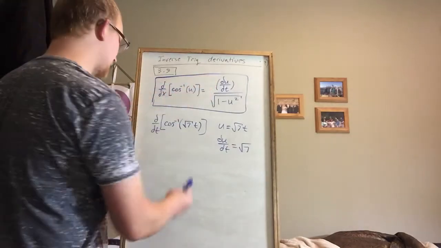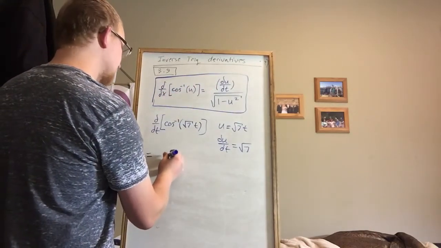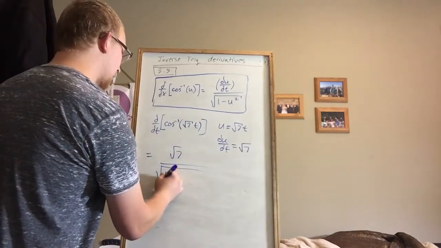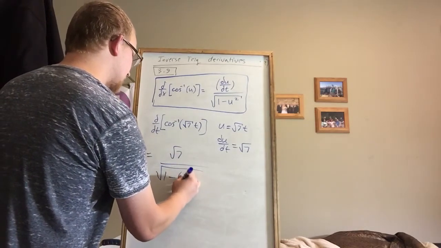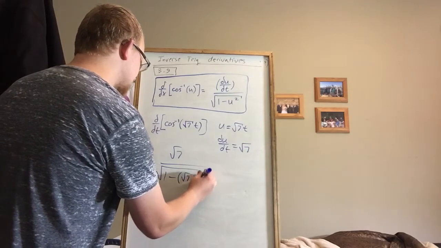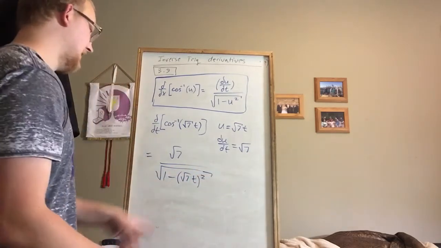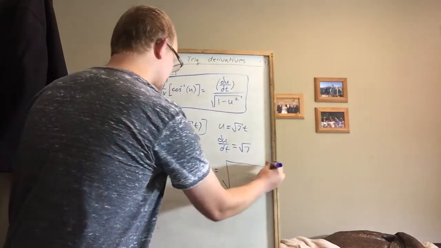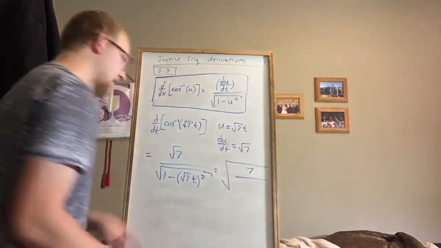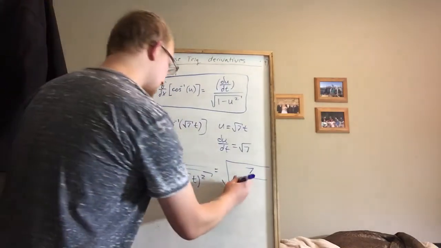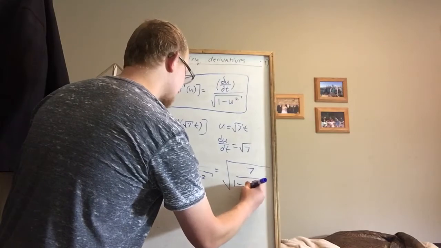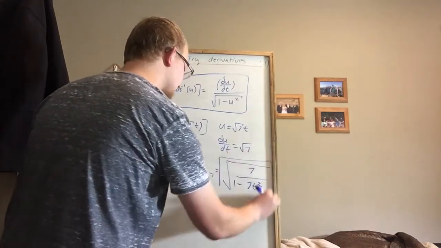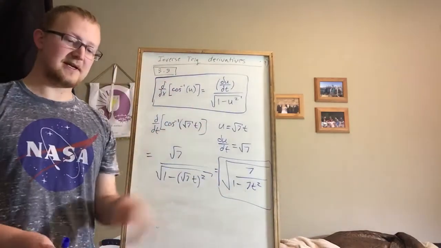When we plug it in, this whole thing is equal to root 7 divided by the square root of 1 minus u squared, which is root 7t squared. We can simplify it, but we're pretty much done here. It's nothing but root 7 divided by the square root of 1 minus 7t squared. And this is our answer, using this identity.